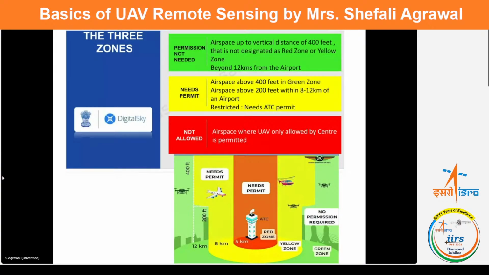So this is what I said. We have 3 zones: green, yellow, and red. The red zones are the restricted zones.